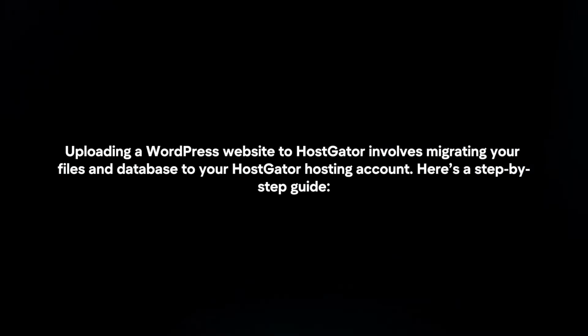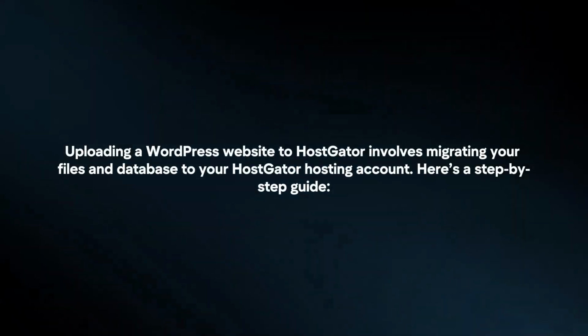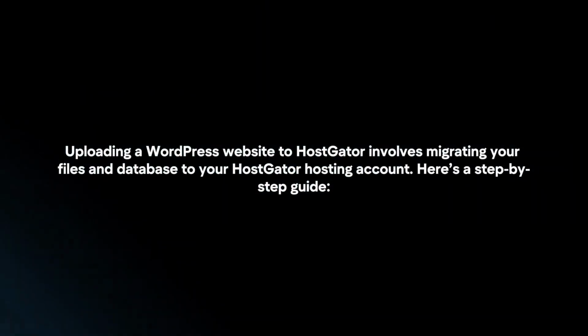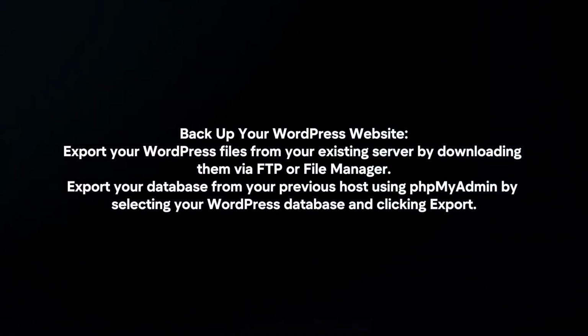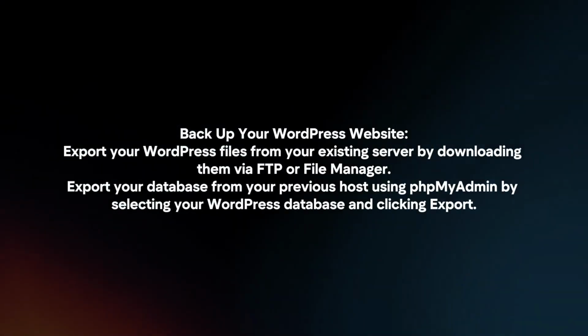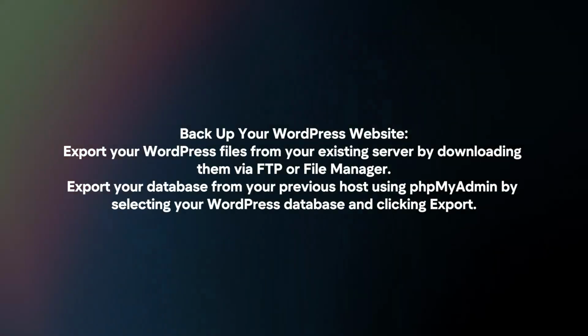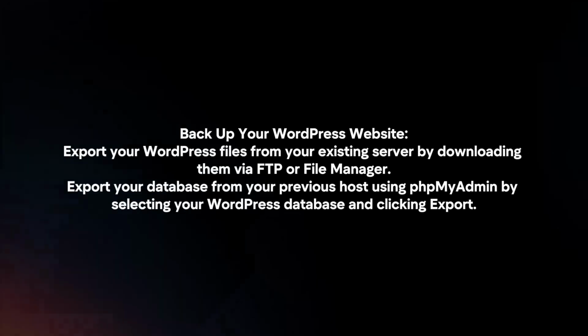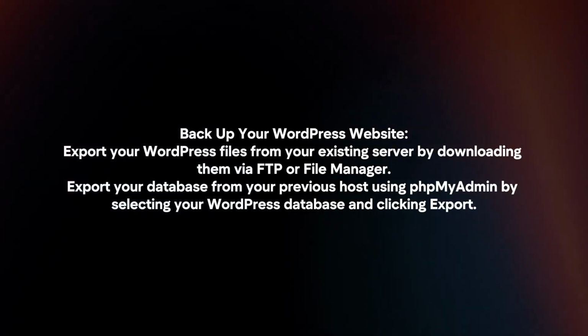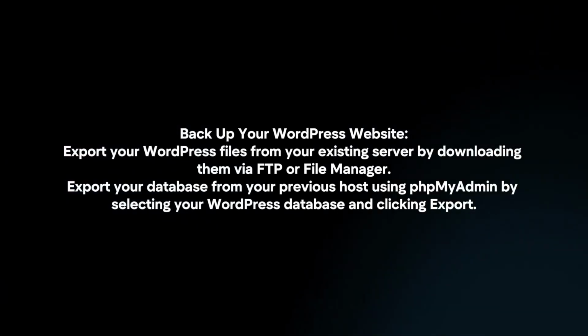Uploading a WordPress website to HostGator involves migrating your files and database to your HostGator hosting account. Here's a step-by-step guide. Back up your WordPress website. Export your WordPress files from your existing server by downloading them via FTP or File Manager. Export your database from your previous host using phpMyAdmin by selecting your WordPress database and clicking Export.